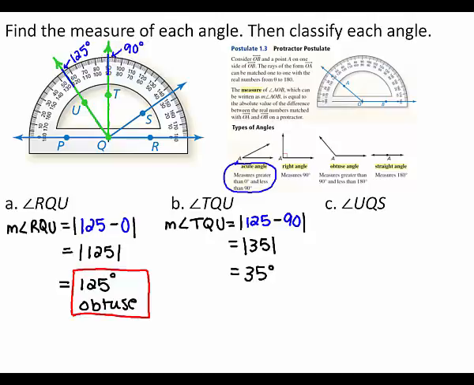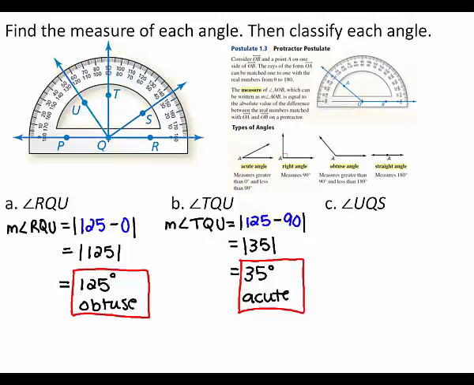Now, because the measure of this angle is greater than 0 degrees and less than 90 degrees, angle TQU is an acute angle. In Part C, to find the measure of angle UQS, first locate angle UQS on the diagram. Now, ray QS lines up with 35 degrees on the inner scale of the protractor, and ray QU lines up with 125 degrees on the inner scale of the protractor.